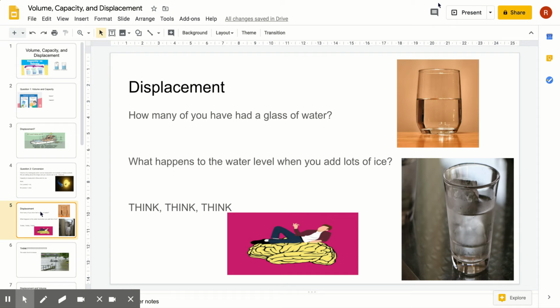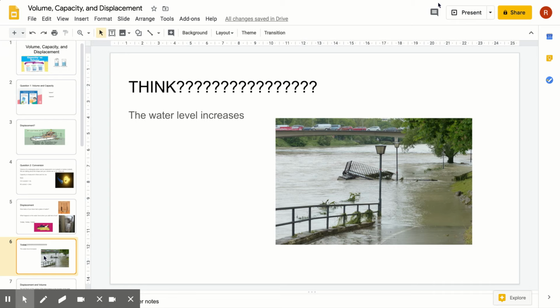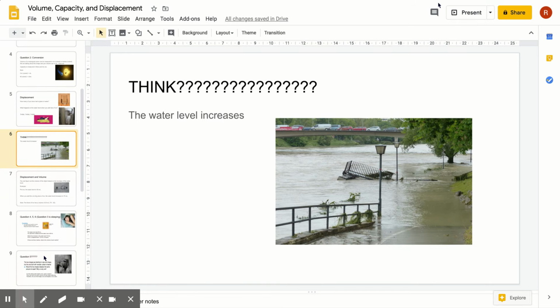Next screen, displacement. We mentioned a little of displacement before, but here's the real idea of displacement. If you have a glass of water with a water level and you put in ice, or lots of ice, the water level increases. Obvious, right? When water levels increase, you can get massive floods, and that's not a good thing. But that's the idea: when something like this happens, the water level increases.